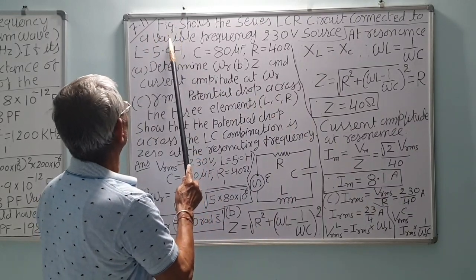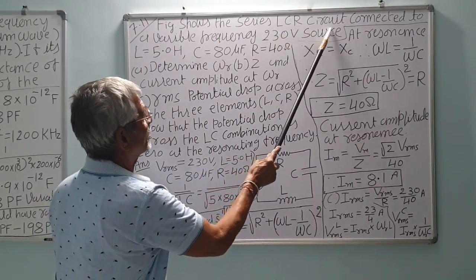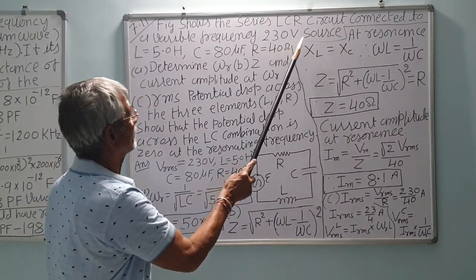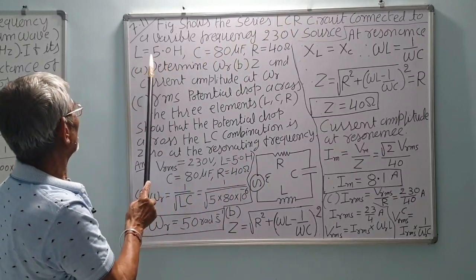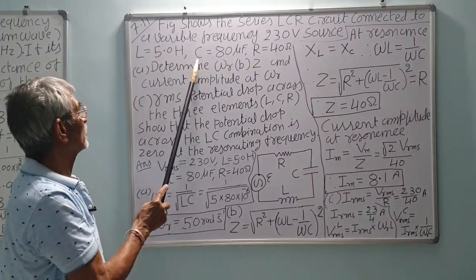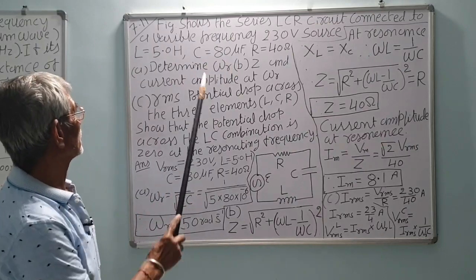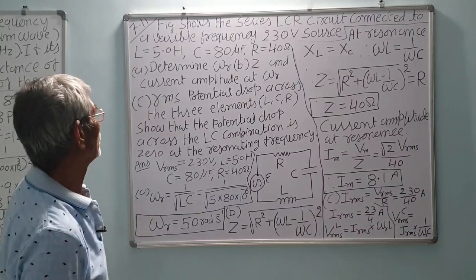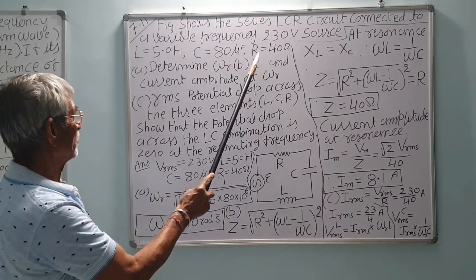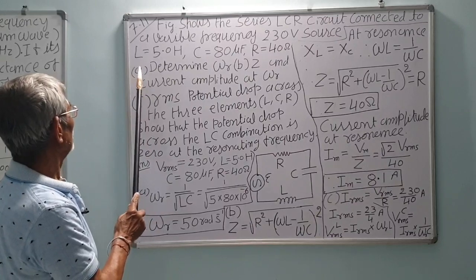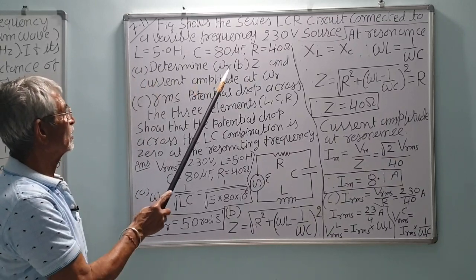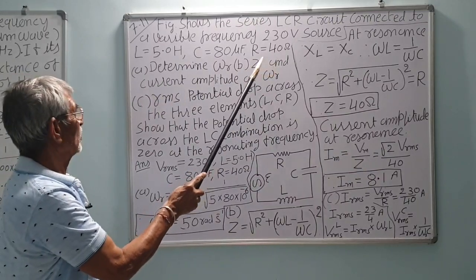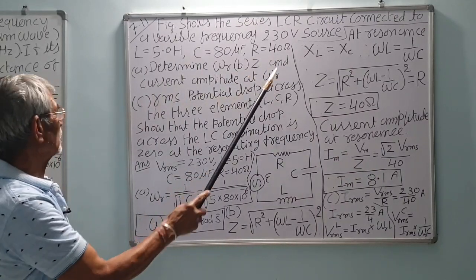Example 7.11. The figure shows a series LCR circuit connected to a variable frequency 230 volt source. The inductor L is equal to 5 henry, the capacitance of the capacitor C is 80 microfarad, and resistance R is 40 ohm. This is the LCR circuit, as we have seen earlier. So here the question is: determine the resonance frequency, the impedance amplitude of the circuit, and the current amplitude at resonance frequency.